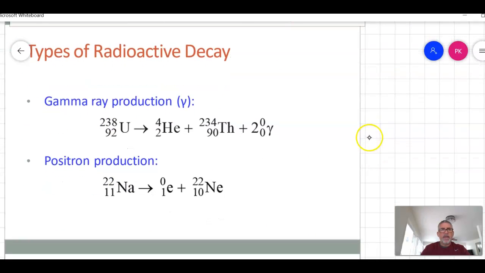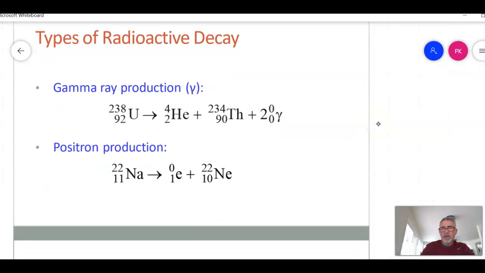All right, so we can have gamma ray production. Now, remember, when we look at the electromagnetic radiation scale, gamma is the most energetic. So we have X-ray and then gamma. So a gamma ray is a high energy photon.